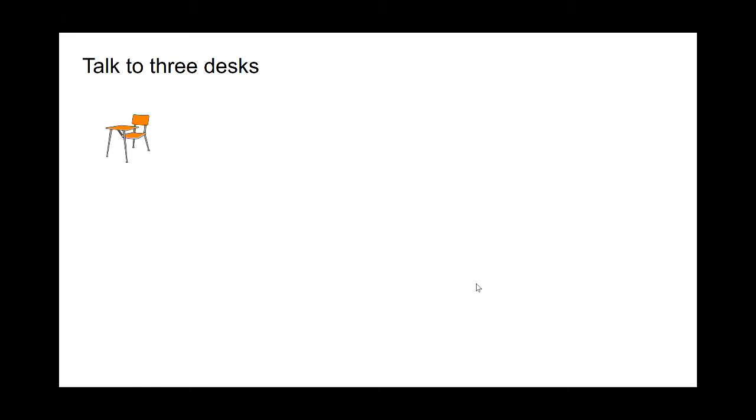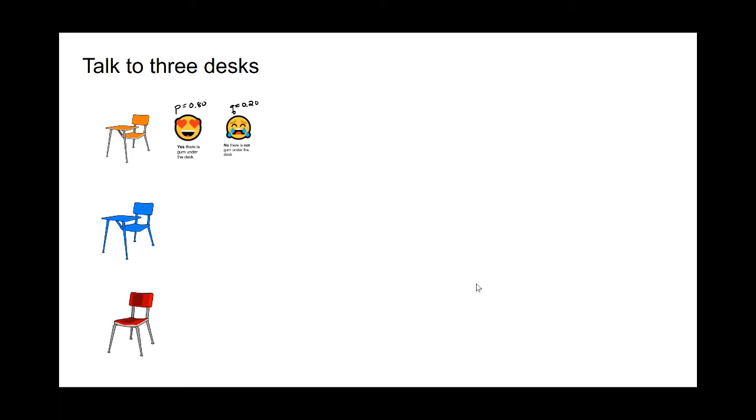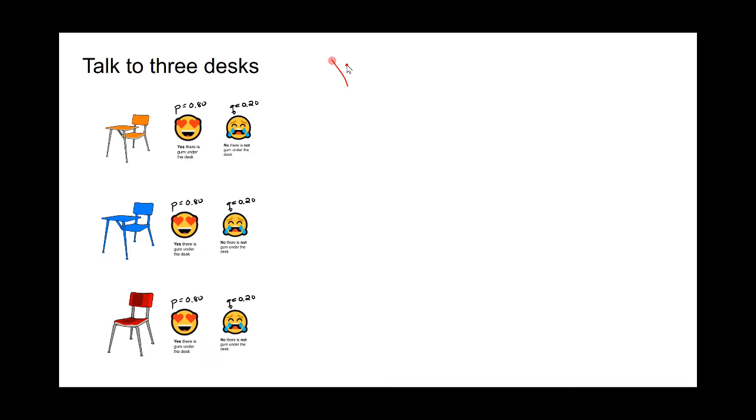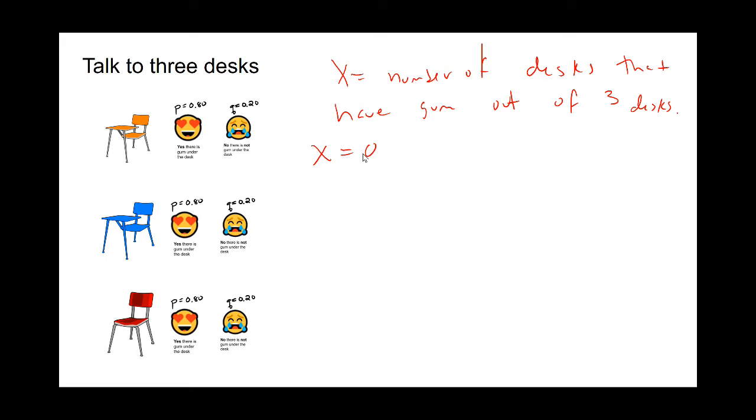Well, let's look at 3 desks. Here we have 1 desk, here we have another desk, here we have another desk. So we have orange, blue, and red. So x equals the number of desks that have gum out of, it's not 2, now we have 3 desks. So consider what the random variable x could take on. It could take on the value of 0, 1, 2, or all 3.